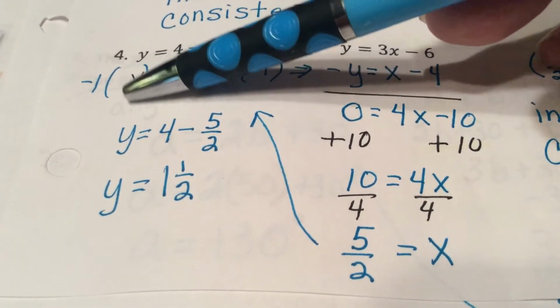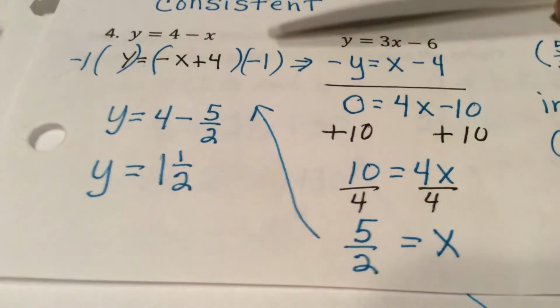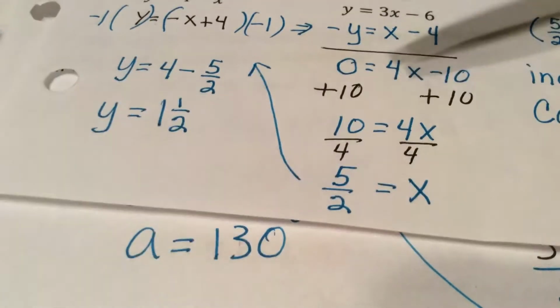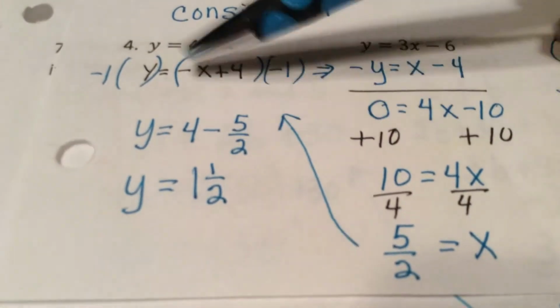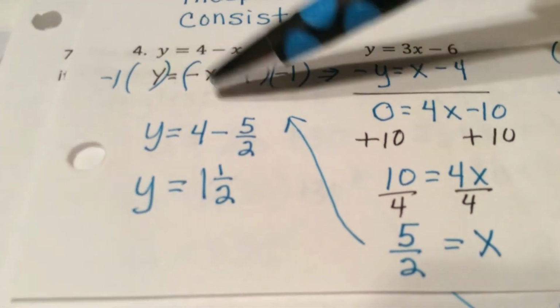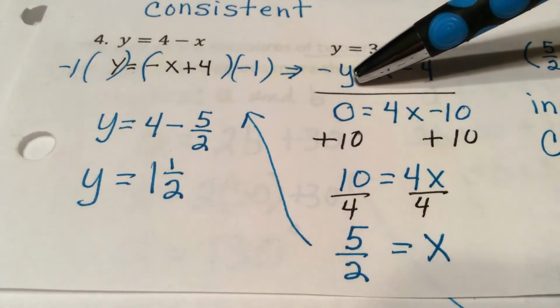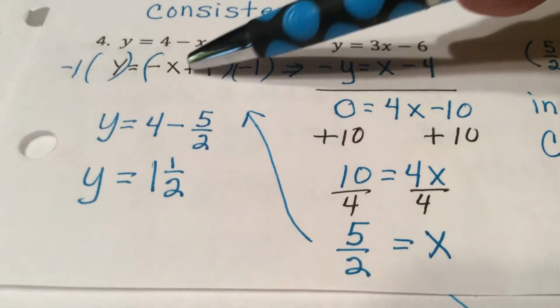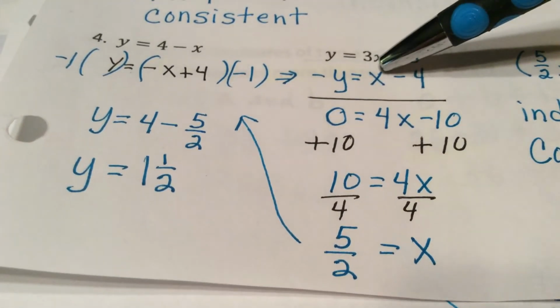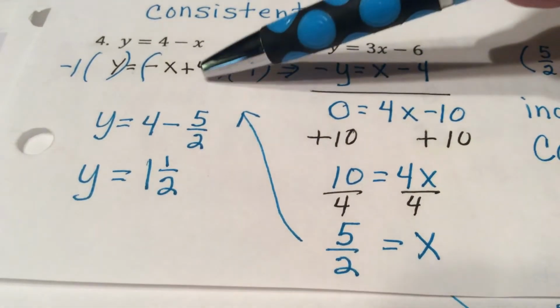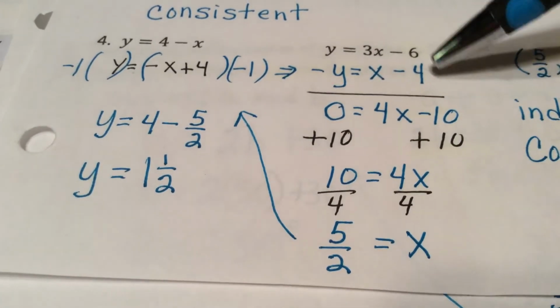Now you've probably never done this before, but we have a positive y and a positive y. So I'm going to eliminate my y. So I'm going to take a negative 1 times everything in here. I get a negative y. A negative 1 times negative x is a positive x. A negative 1 times a positive 4 is a negative 4.